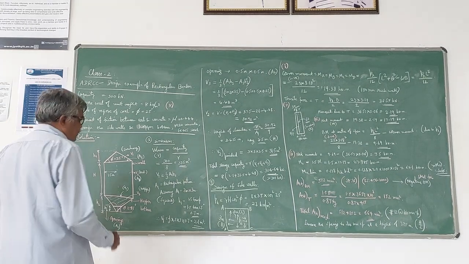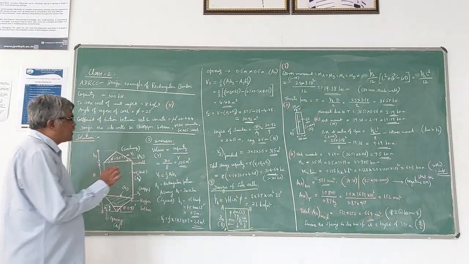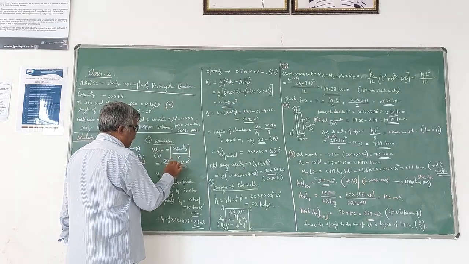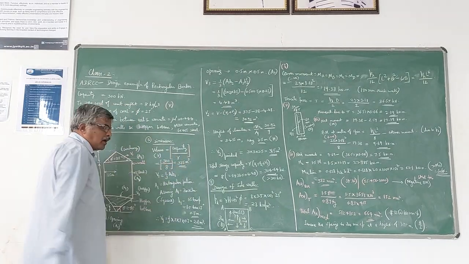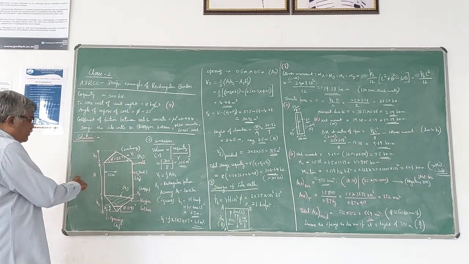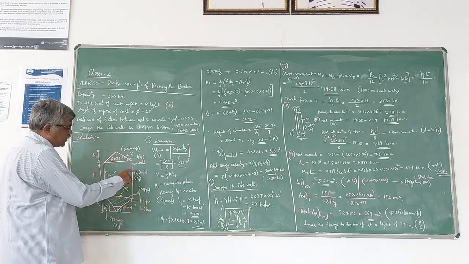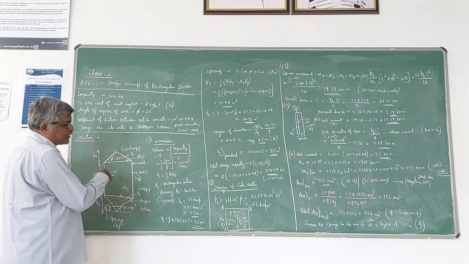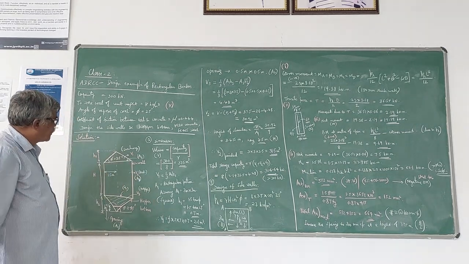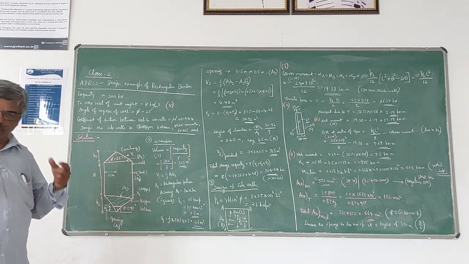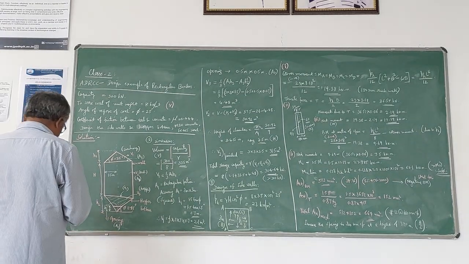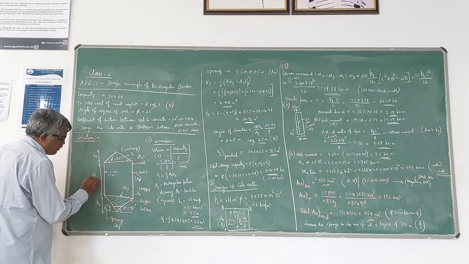Now the solution is like this. In the last class, I had explained the design steps of a rectangular bunker. Now we will see how we can design it for the given data. Now this is the rectangular bunker. So the middle portion is rectangular in plan. We have to fix or assume the dimensions of the middle portion, and we have to find the height of the bunker.